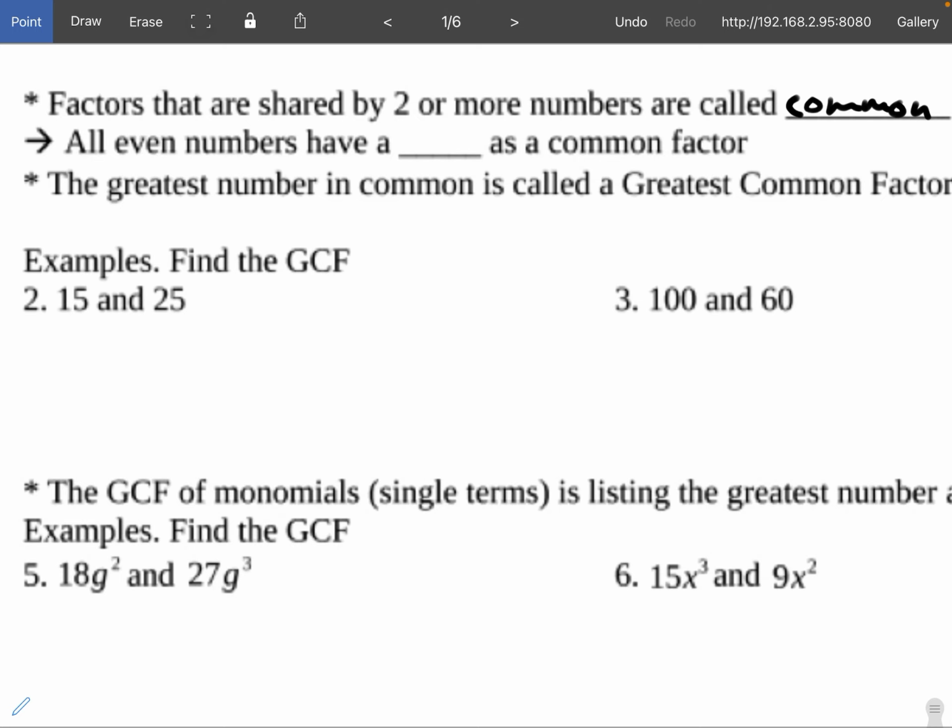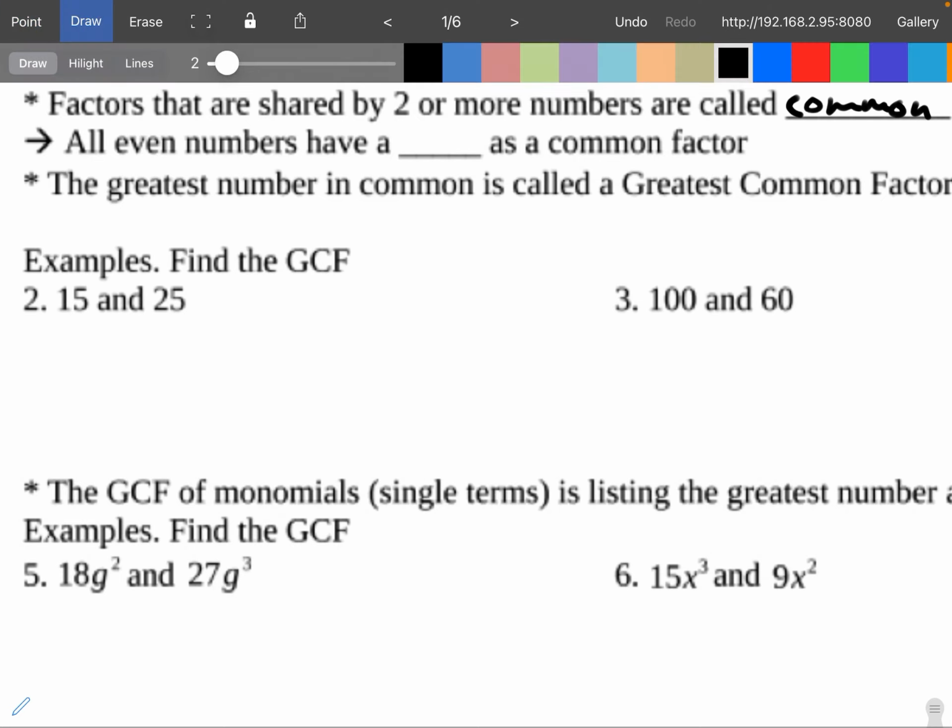All right, and then all even numbers have 2 as a common factor. So you're going to fill in a 2 right here. If 2 does not divide evenly into the number, then I would try 3, and kind of go from there.